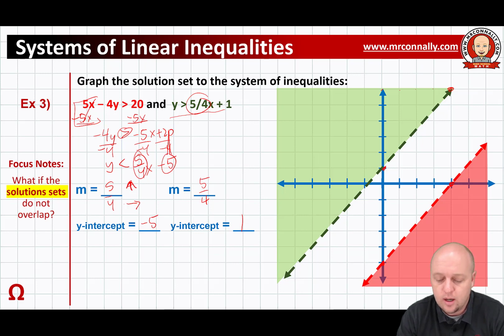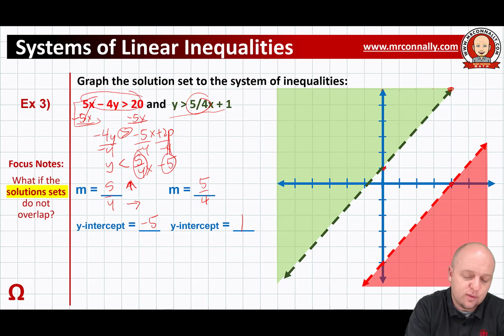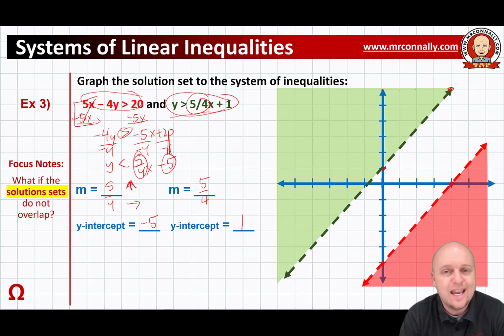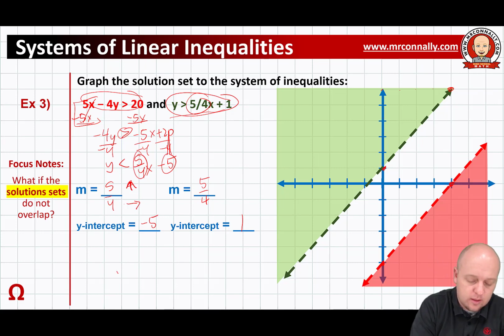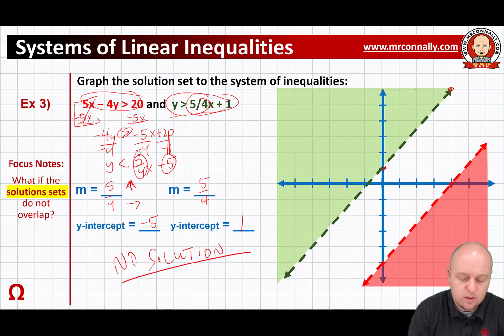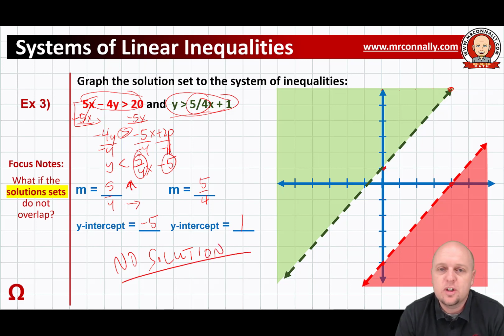There's no overlap, so that means that there's no point where both x and y will satisfy this inequality and this inequality. And that's the whole point of a system, is finding an x and y that works in both. And that's not the case in this one. So the answer is no solution. Okay, so go ahead and finish that up. Are you all done? Okay, let's go ahead and summarize.